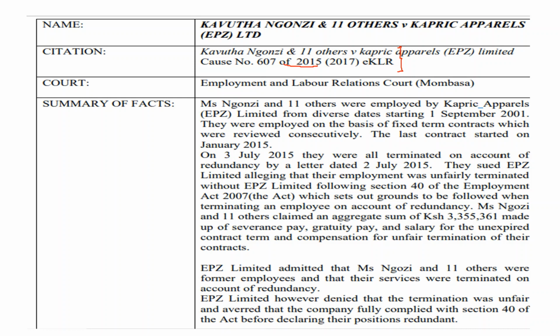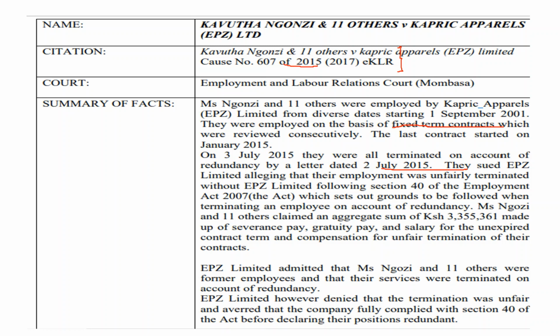They were employed on the basis of fixed-term contracts, and these contracts were renewed consecutively, and in fact, the last contract started on January 2015. On the 3rd of July 2015, they were all terminated on account of redundancy by a letter dated 2nd July 2015, and when this happened, they sued EPZ Limited alleging that their employment was unfairly terminated without EPZ following Section 40 of the Employment Act of Kenya.